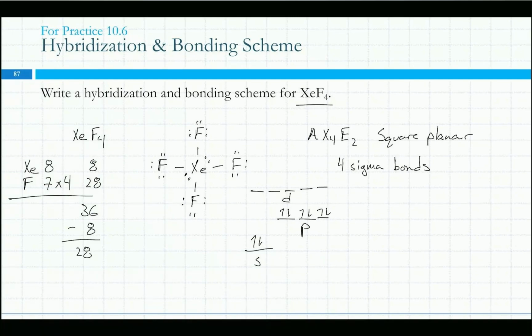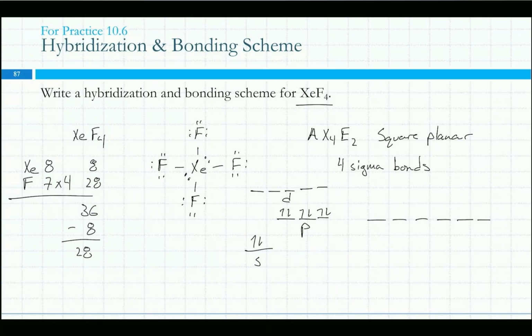Not 8, because I only have 4 bonds. If I hybridized... wait, actually, no. Yeah, I had to double check in my head. So I take 1, 2, 3, 4, 5, 6. If I take 6 orbitals, which orbitals would I use to create 6 hybridized orbitals?